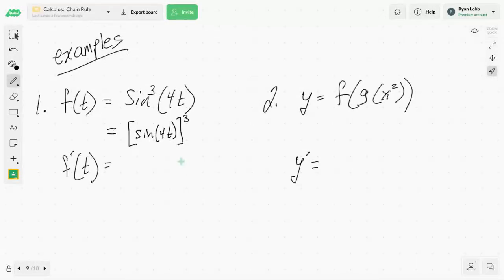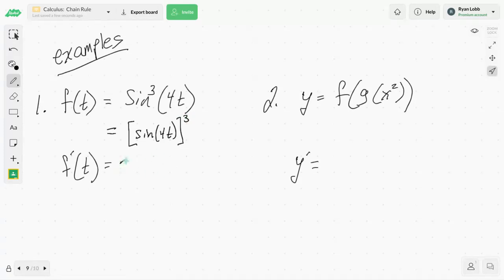Now when you look at that, I have an outer function. The outermost function I have is this cubic function. Then I have an inner function, but even this has an outer sine and an inner function 4t. So to take the derivative of this, I have to take the derivative of the outermost function, which is that cubic function.